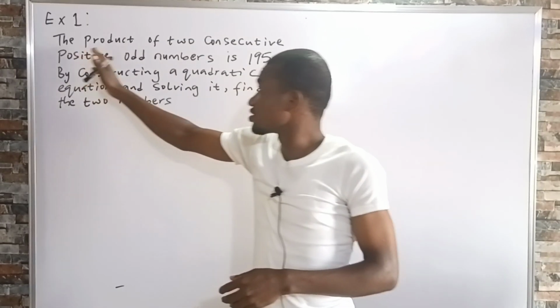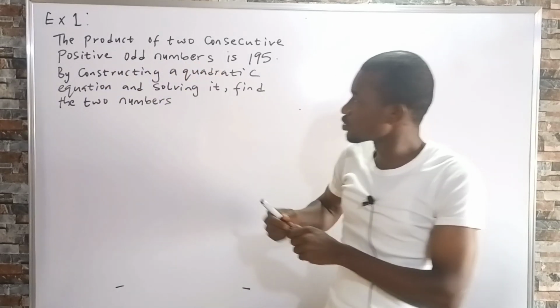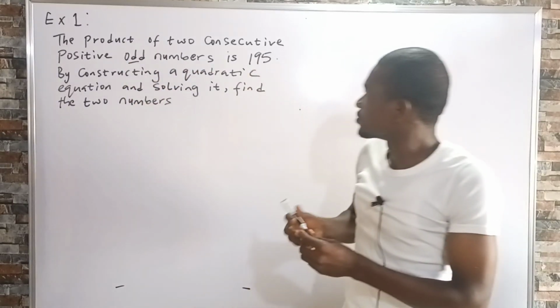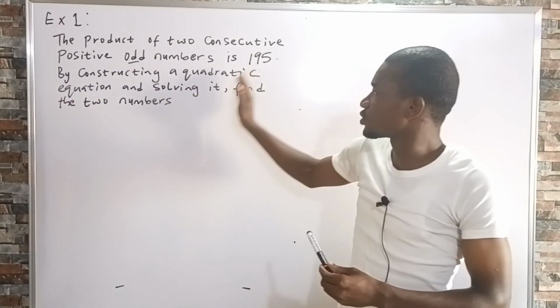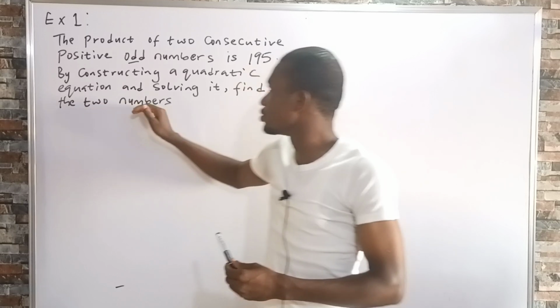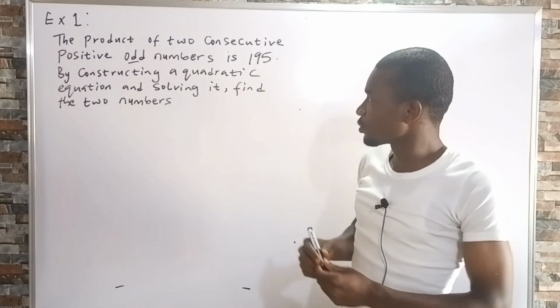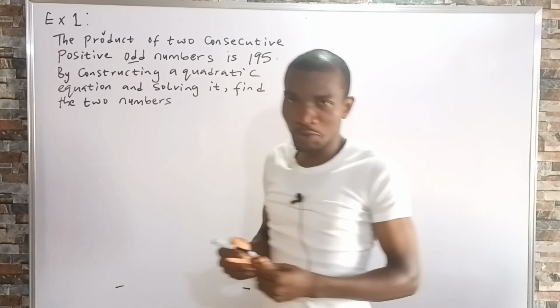The question says the product of two consecutive positive odd numbers, so take note of this word, odd, is 195. Then by constructing a quadratic equation and solving it, we are asked to find the two numbers. So there are two things I want you to take note of. The first one is odd, then the second one is product.